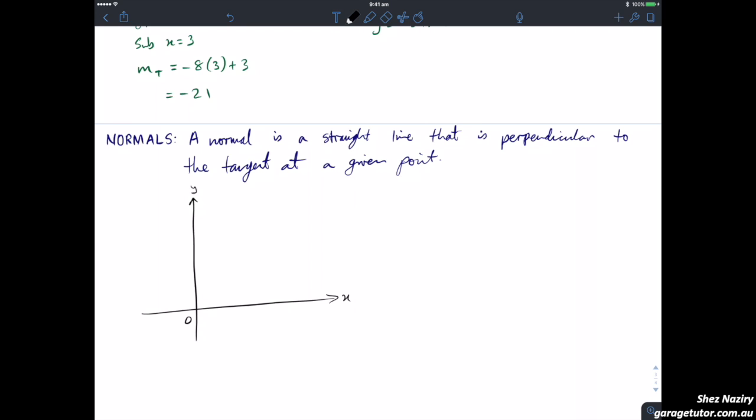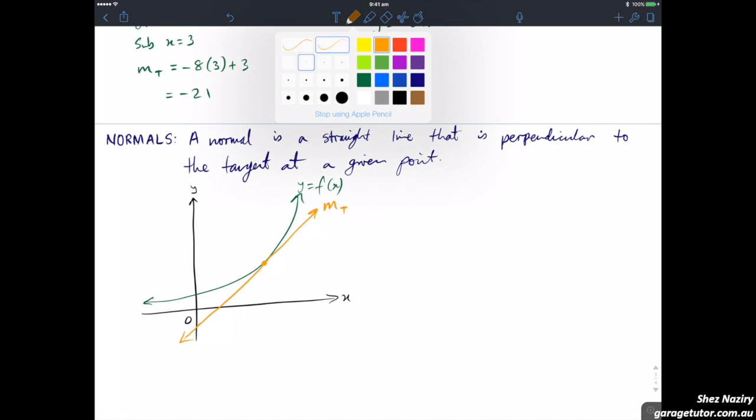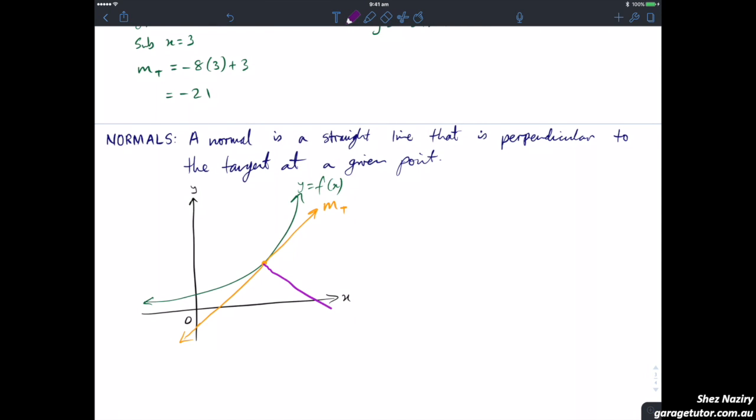How does that look? You've got some graph here, some function, y equals f of x. Then here's our given point. Here's the tangent. We will say this has gradient mt. Now, here's the normal. Look at the normal. It's exactly perpendicular at the same point. See that? At the exact same point, it is perpendicular. We're going to call this one mn.